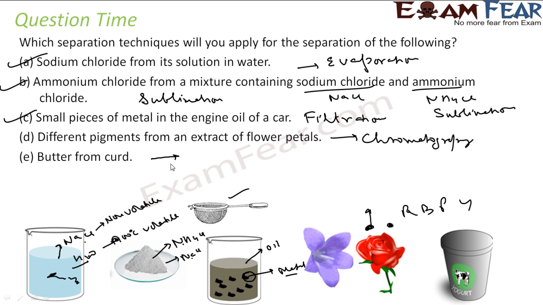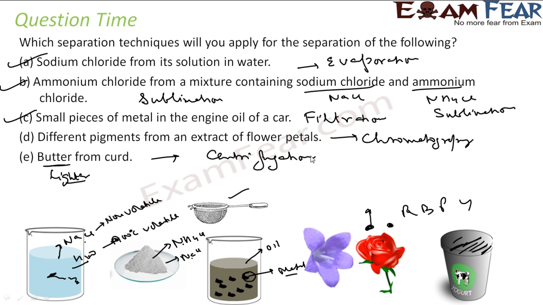Butter from curd. We know that the butter is lighter than curd. So if you want to take out the butter from this curd, you can actually use centrifugation. In centrifugation, the lighter particle will come up and you will get butter from curd.